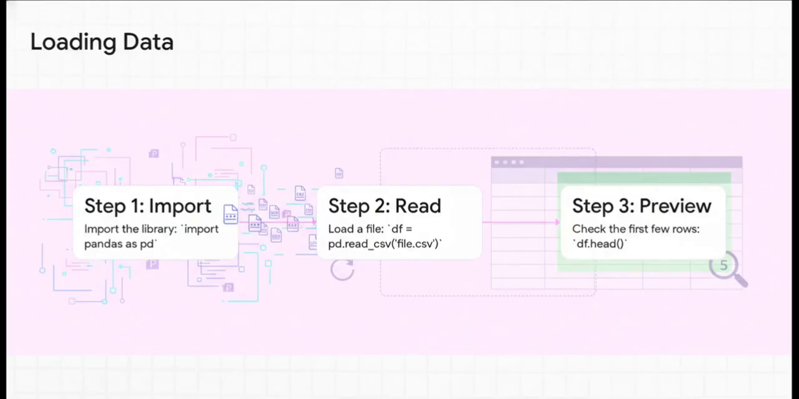And maybe the best part? Getting your data into one of these is ridiculously easy. First, you import the library. Everyone calls it pd. Then, you just use a simple function like pd.read_csv and point it at your file.